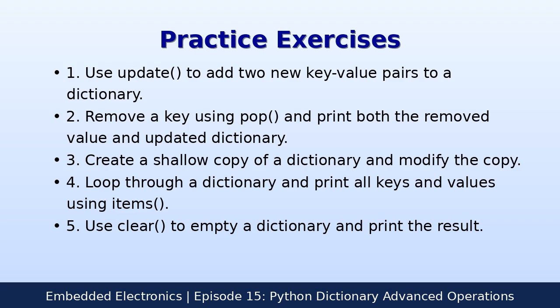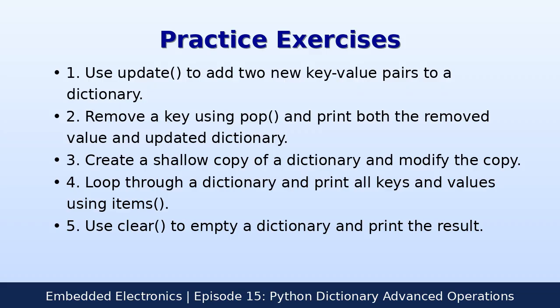Exercise 2. Remove a key using pop and print both the removed value and updated dictionary. Call the pop method with a key and display the returned value and the dictionary afterwards. Exercise 3. Create a shallow copy of a dictionary and modify the copy. Use the copy method and add or change values in the copied dictionary.